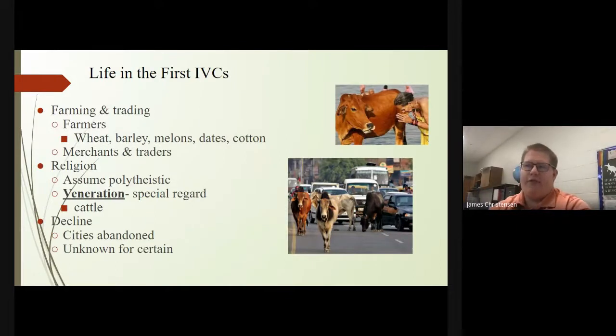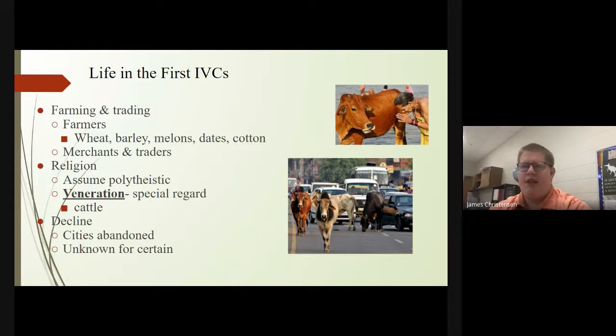Now, life in these very first civilizations was very much farming and trading based. Farmers would grow things like wheat, barley, melons, dates, and cotton, and then merchants and traders would sell those in the local markets. In terms of the religion for that time period in that region, we're assuming it's polytheistic. We don't know a whole lot about the religions of the first Indus Valley civilizations. But we do believe that they practiced veneration, or special regard, specifically toward cattle. If you're ever in India or that region, they view cows as sacred. It's why a primary chunk of the Indian population does not consume beef.